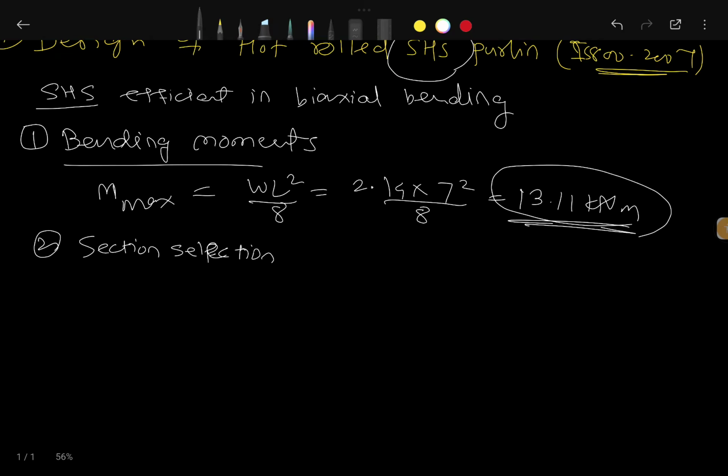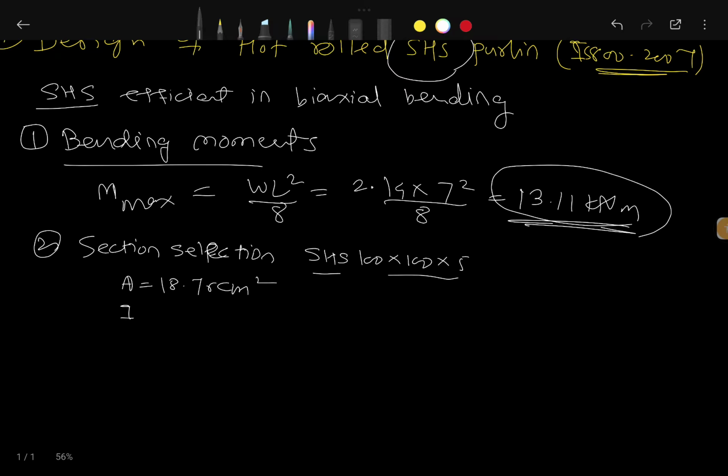For section selection, let's try SHS 100 by 100 by 5. Okay, 100 deep, 100 wide, or 5 mm thickness. The section property of these: area is equal to 18.76 centimeter square.